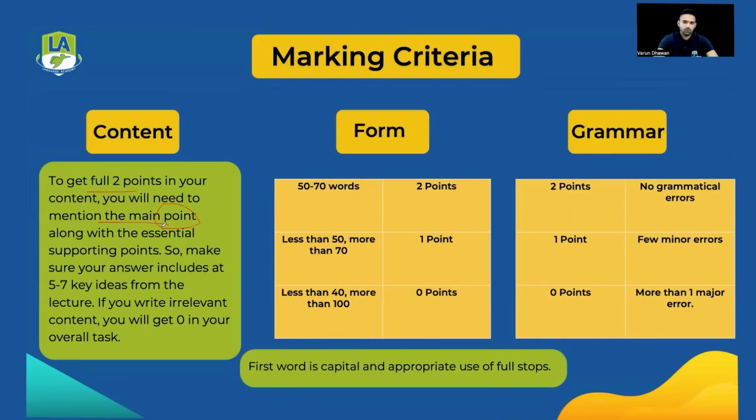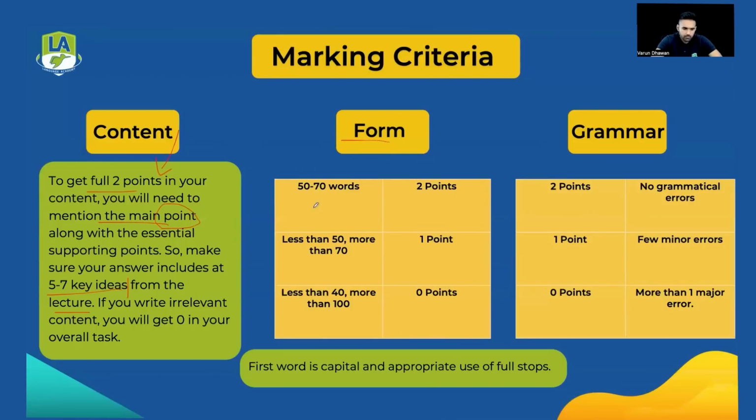Again, I don't want you to focus on the accuracy of the information. I just want you to focus on important keywords. So make sure you have around 5 to 7 key ideas or important keywords from the lecture. Key ideas or keywords are words which are repeated again and again, important words, or you can say nouns, proper nouns, any name of a person or place. That is how you get 2 points. Include at least 6 to 7 keywords or key ideas from the lecture.